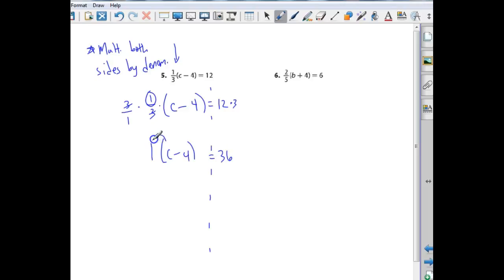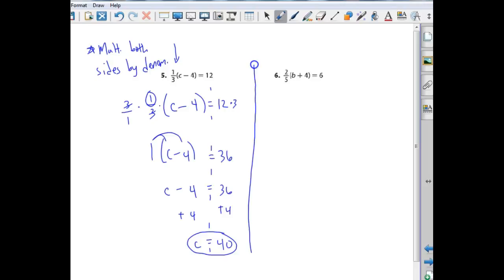Now if you distribute that 1, really when you distribute 1, it's just the same thing. 1 times c is c, and 4 times 1 is 4, so you basically have c minus 4 equals 36. And if you add 4 to both sides, you have 40. And 40 is the solution in this case. You could actually check this by putting 40 in here: 40 minus 4 would be 36, and then 1/3 times 36 does work out to be 12.